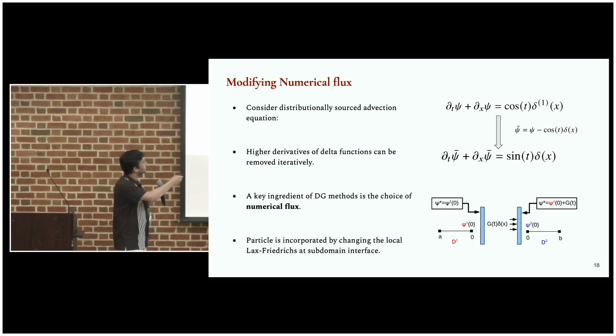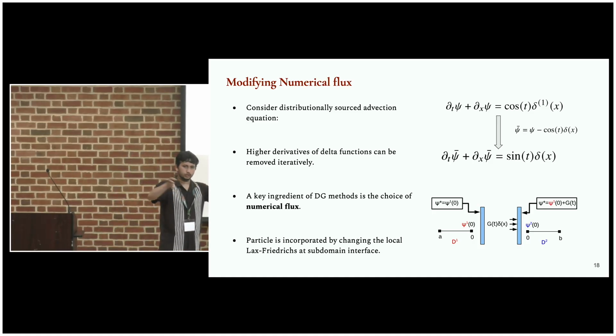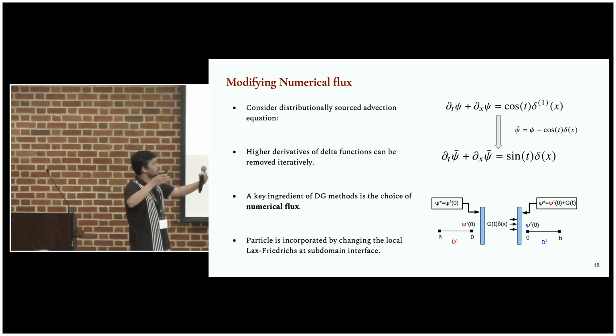Maybe I can explain this a bit. In the DG method, you divide the entire computation domain into small chunks, and you communicate information between these chunks using the numerical flux. So to model a particle, we place the particle between two subdomain interfaces, and then we change the numerical flux at this interface. This, in a way, resolves the problem, because in typical time domain solvers you model the particle by a very narrow Gaussian. So that essentially alleviates that problem.